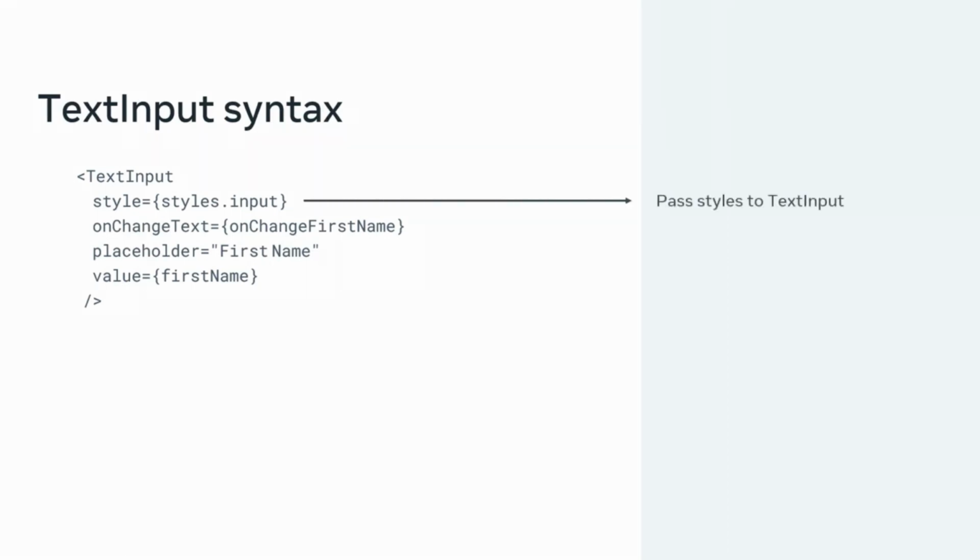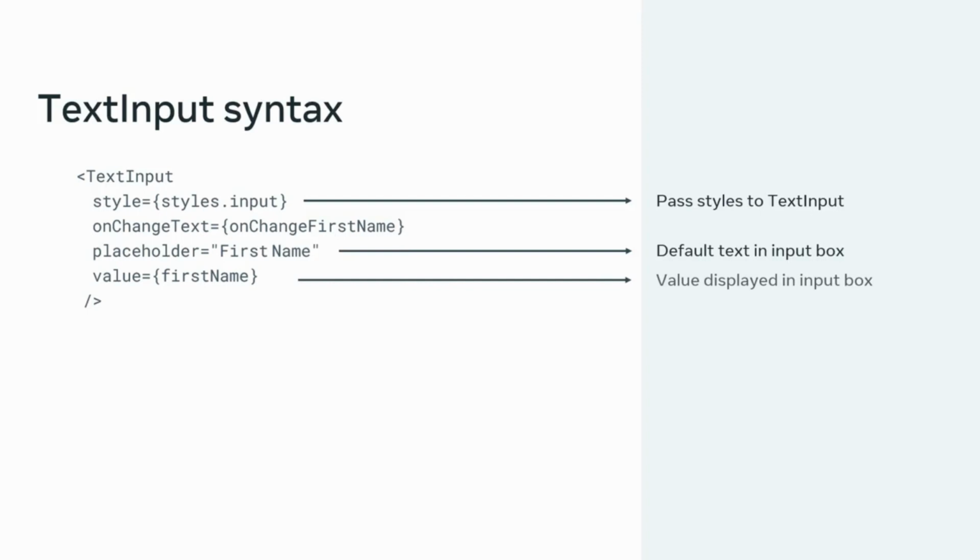The style prop is used to pass styles into text input, and placeholder is for adding any text that is displayed before the user types anything into the box. Value represents the value to show within the text input box. A bit more complicated is onChangeText, which is a method that is invoked when something is typed into the box. It's a callback, and the updated text is passed to the callback handler as a single string argument.